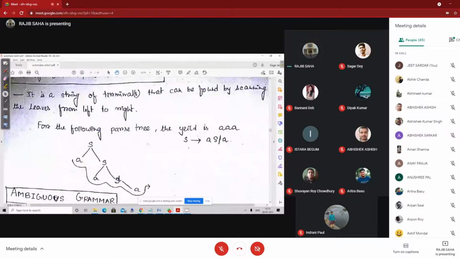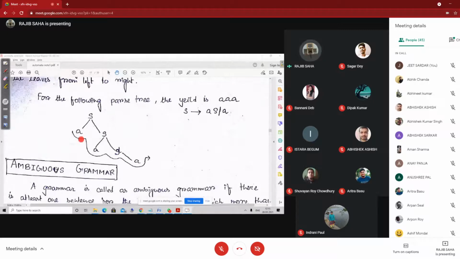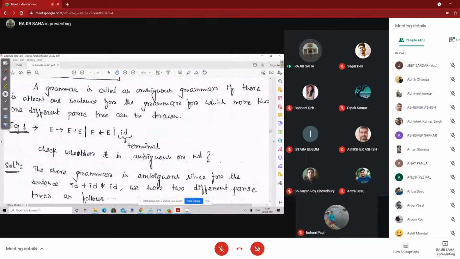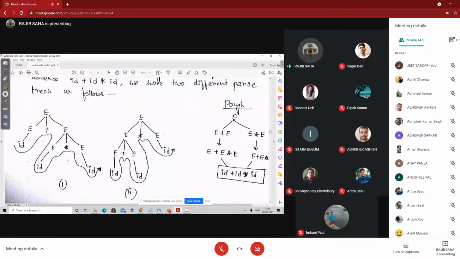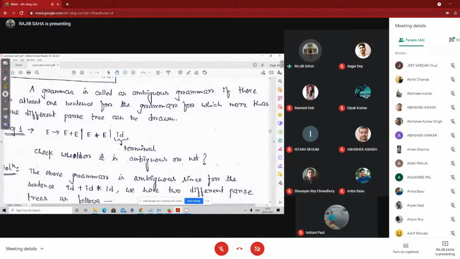Now this arrow is basically called the yield of the parse tree. But the main important thing of the parse tree is to determine whether a grammar is ambiguous or not. So this is the main use of the parse tree. I think I should do it myself, then you will be able to understand more clearly.